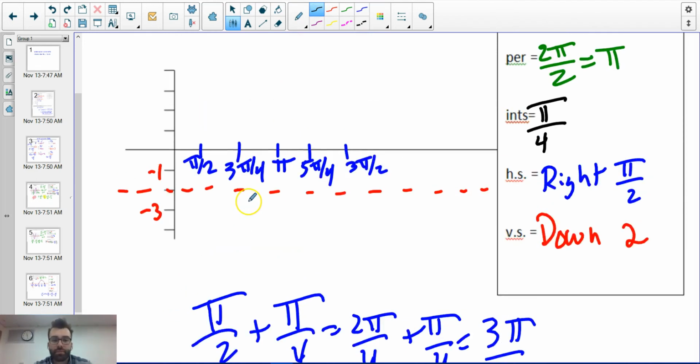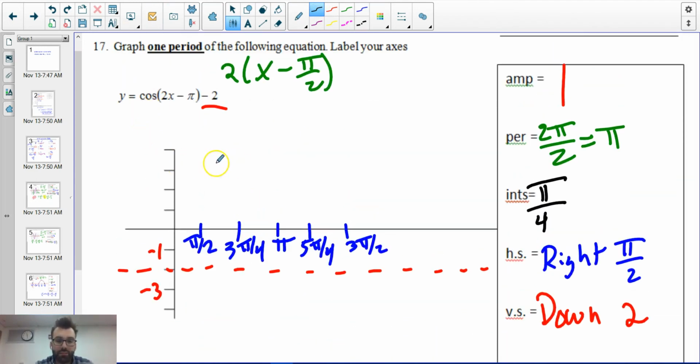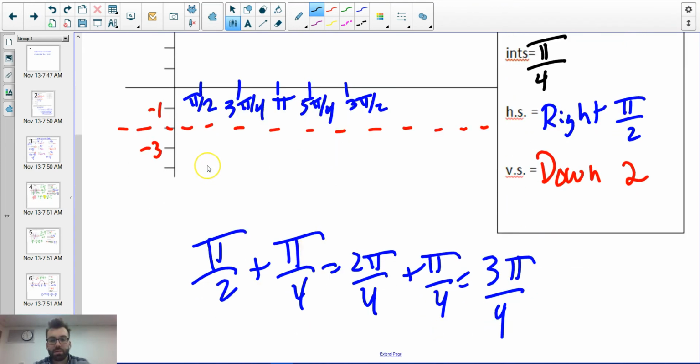So what kind of function do we have? We have a cosine function here. It's not flipped, so I'm going to start at my maximum here. Go to my midline. Down to my minimum. Back to the midline, and back up to my maximum. And connect the dots. There you go. We just put it all together.